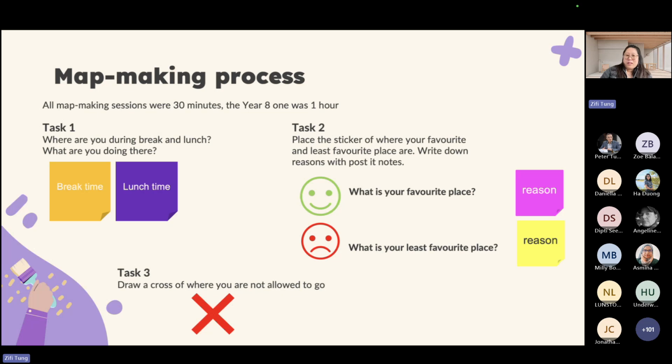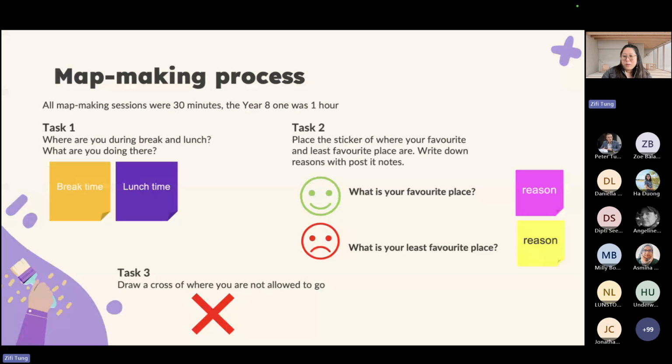The map making process was a session of 30 minutes, and I was lucky enough to have a one hour session with a year 8 class. The map making process was split into three tasks. For the first task, they were given an orange post-it note. I would ask them, what are you doing during break time? They wrote it on the post-it note and stuck it where they are. The same with lunchtime.